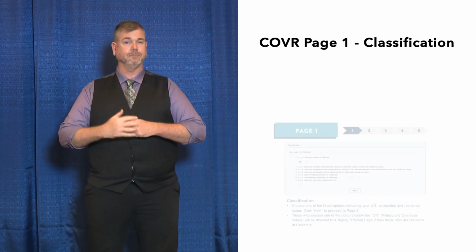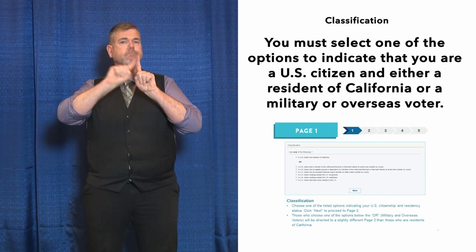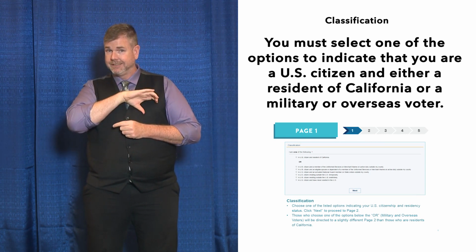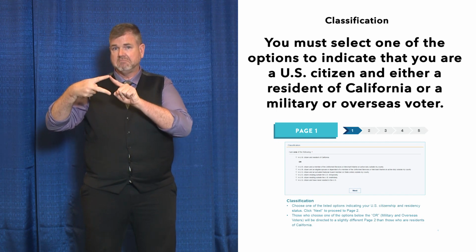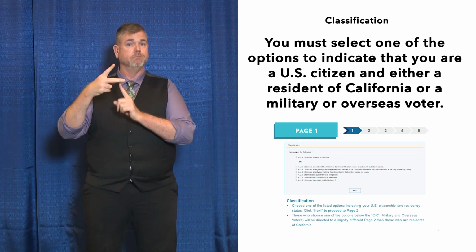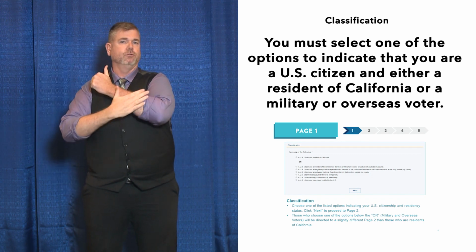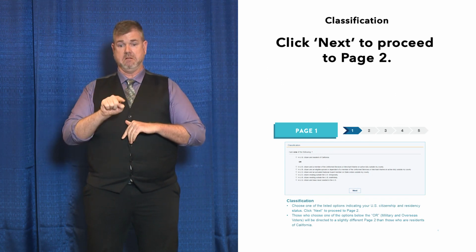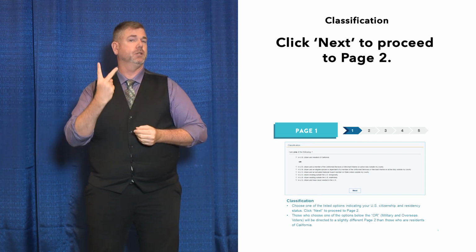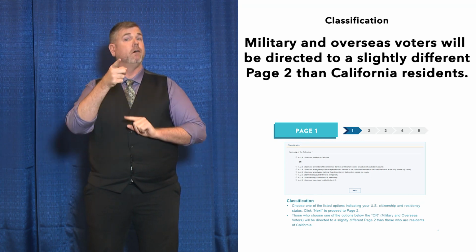COVR Page 1. Classification. You must select one of the options indicating that you are a U.S. citizen and either a resident of California or a military or overseas voter. Click Next to proceed to Page 2. Military and overseas voters will be directed to a slightly different page 2 than California residents.